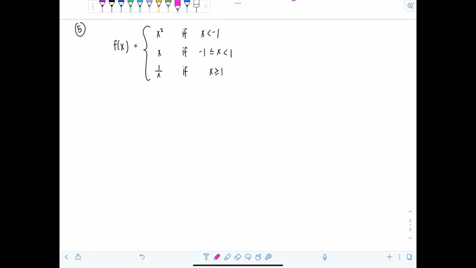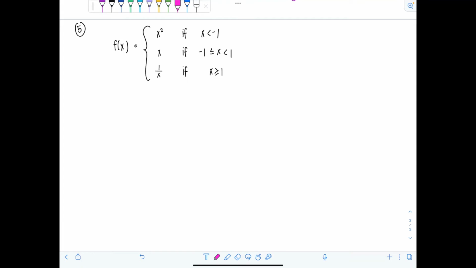So f of x is equal to x squared if x is less than -1. It's equal to x if x is greater than or equal to -1, strictly less than 1. And f of x is equal to 1 over x if x is greater than or equal to 1. Okay, I'm going to break it down piece by piece.